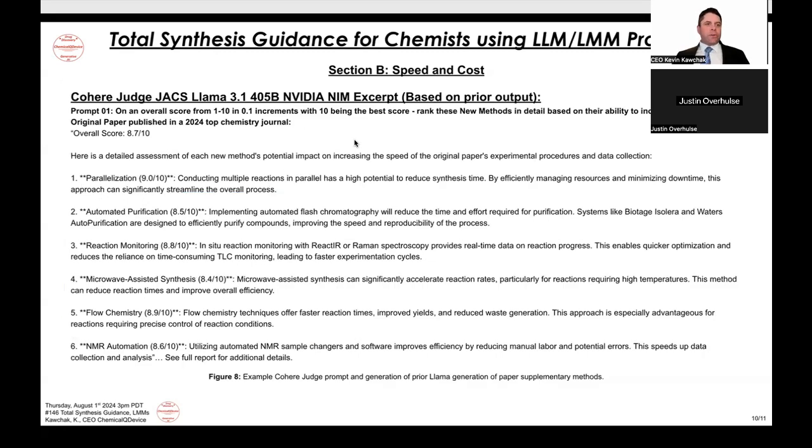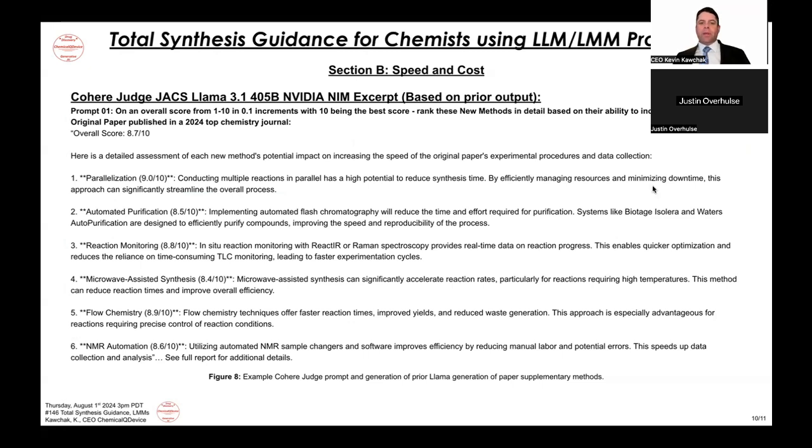So this next specific one is the judge of the previous slide's response. So I said on an overall scale of 1 to 10 in 0.1 increments, with 10 being the best score, rank these new methods in detail based on their ability to increase the speed of the original paper published in a 2024 top chemistry journal. Okay, so in other words, do your best. And again, so it goes through its 9.0s, 8.5s.